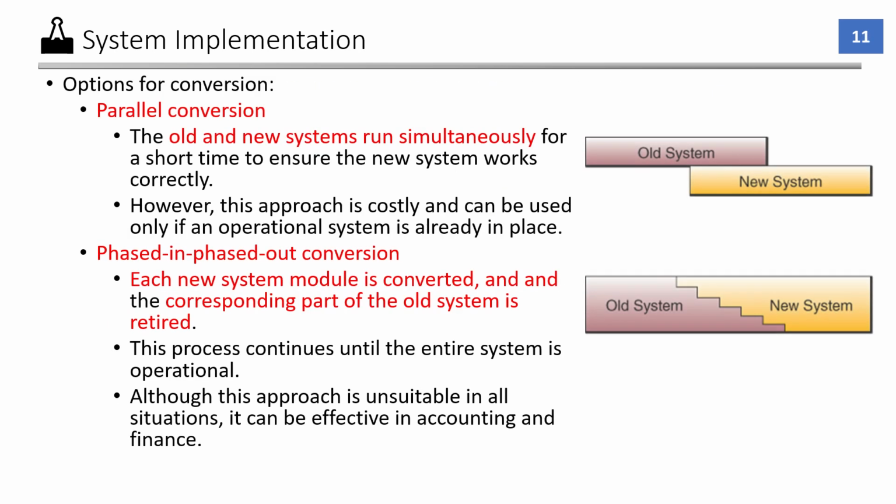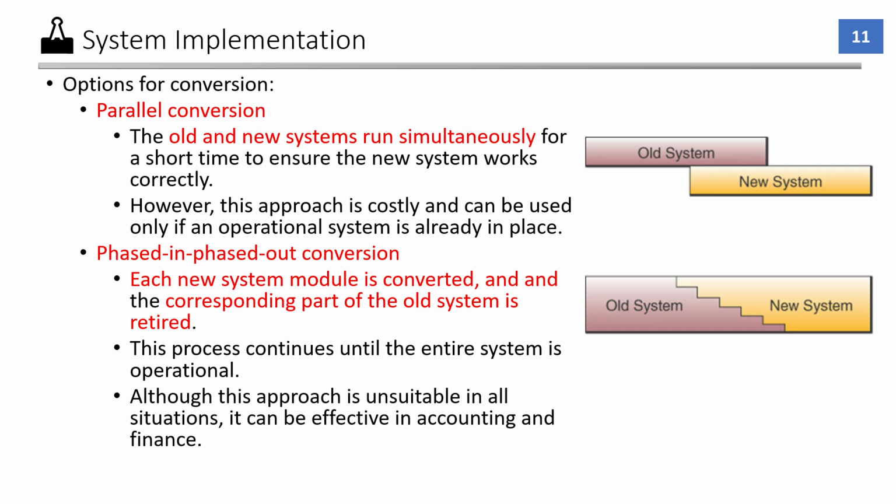During system implementation, organizations must decide how to switch from the old system to the new system. This is called system conversion. One option is parallel conversion. In this approach, the old system and the new system run at the same time for a short period. This helps ensure the new system is working correctly before the old system is fully stopped. However, this method can be costly because two systems are maintained at once, and it is usually used only when an existing system is already in operation.